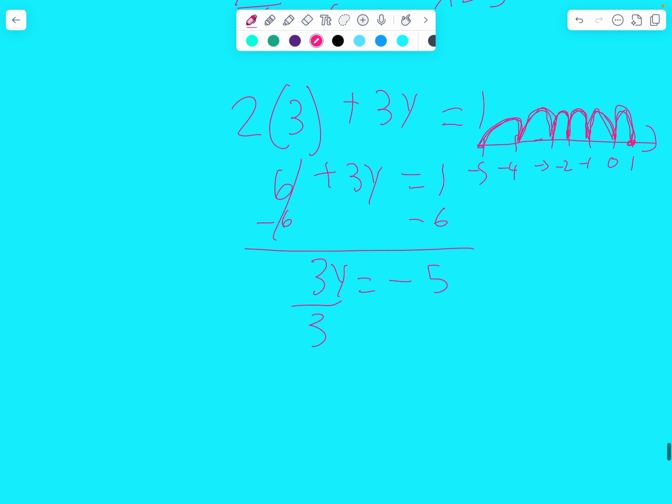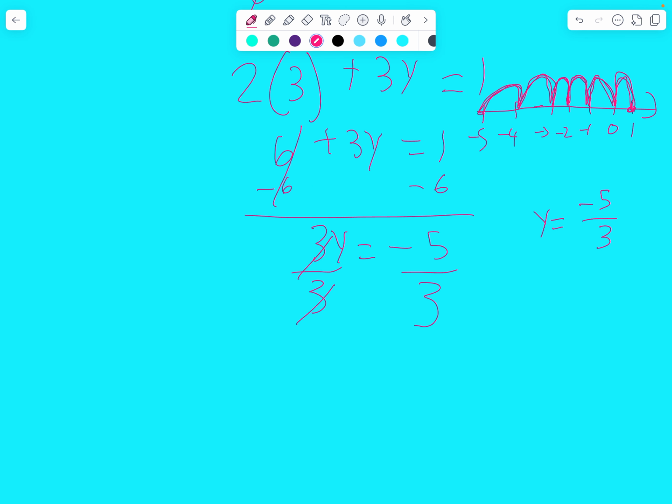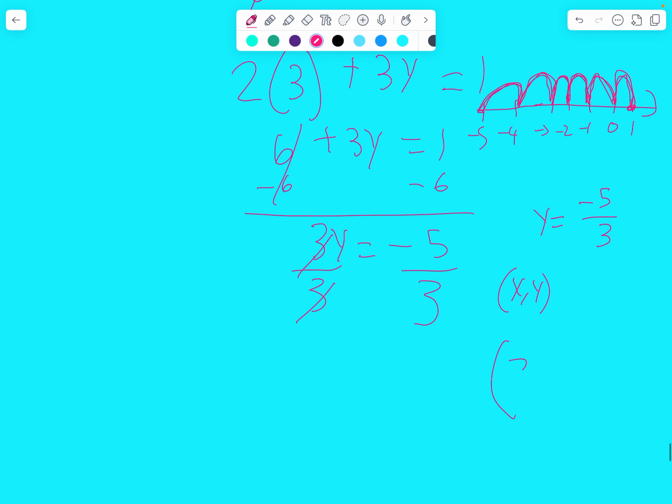When it comes to money, money can help with mathematics. I'm going to divide both sides by 3. And I have y is equal to -5/3. Okay? So for this problem, to write it in the proper standard notation, I know x is equal to 3, and I know y is equal to -5/3. So that would have been my answer.